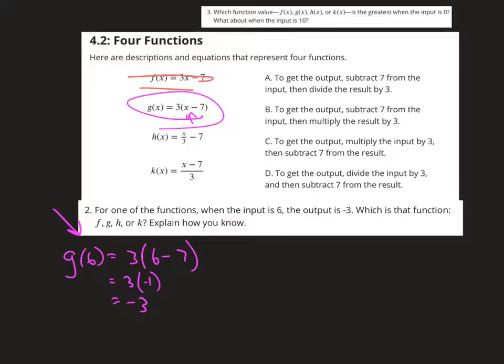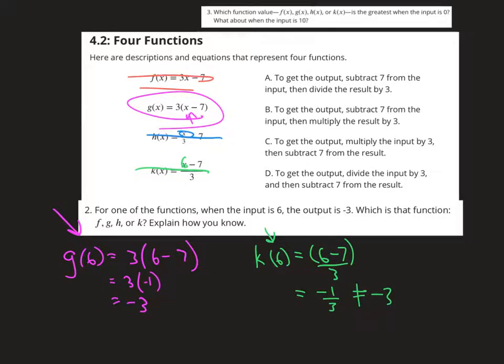But I'm going to check the other ones just to make sure I didn't make any errors or that there wasn't more than one answer. That's possible. For the H function, H of 6 is going to be 6 divided by 3, which is 2. I'm going to do the division first. Minus 7, we get -5. So it's not the H function. And for the K function, we're going to say K of 6, so we're putting 6 in for x. Remember, this is implied parentheses, so I have to do the subtraction first, which is -1 over 3, which is -1/3, which again is not -3, so it's not the K function.